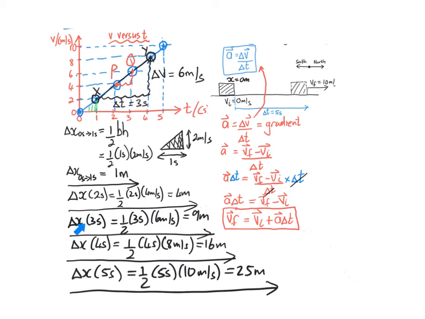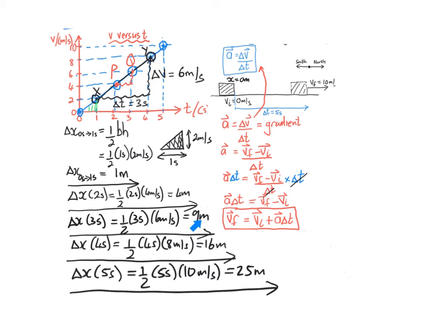Doing the calculations for the position at 3 seconds is a half the base of 3 seconds times the height of 6, and that gives us 9 meters. For 4 seconds, half 4 seconds times 8 meters per second gives us 16 meters. And for the full 5 seconds, a half times 5 times 10 gives us 25 meters.